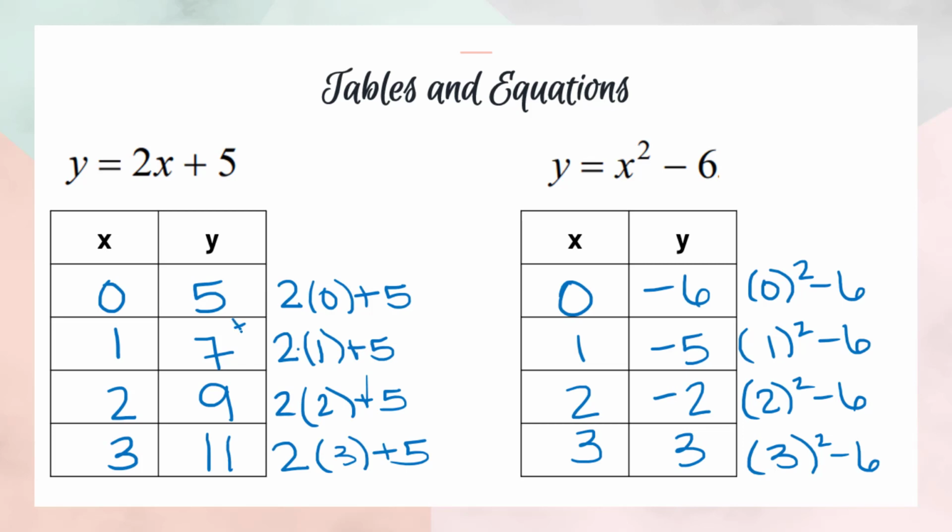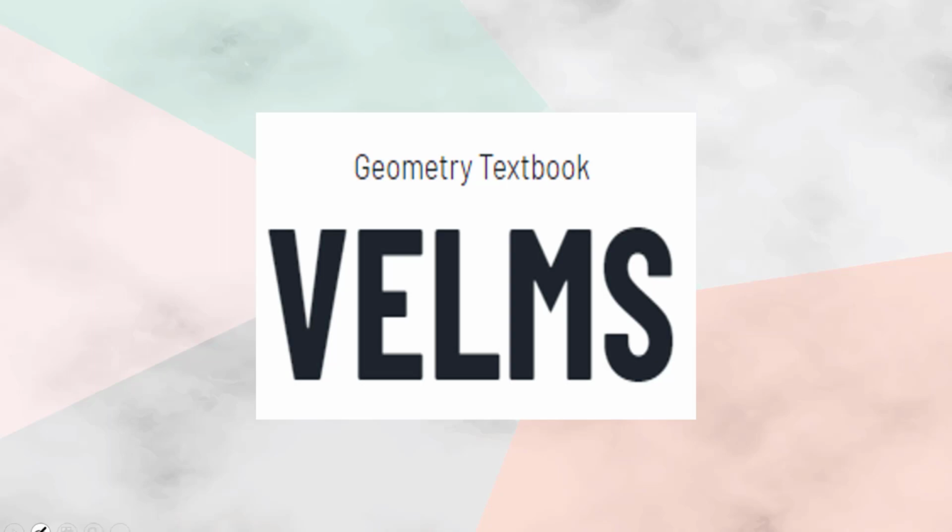This one went up 2 each time, and this one did not. Reason why is this one had a slope, really. It was a constant rate of change. This one did not. It's a different type of equation we're going to learn a lot more about. Let's try another one here.